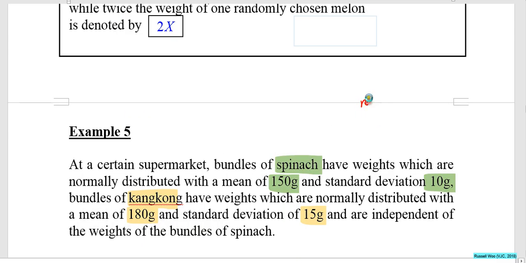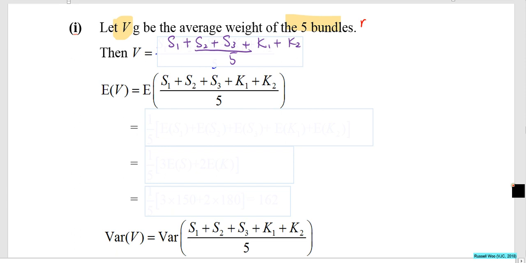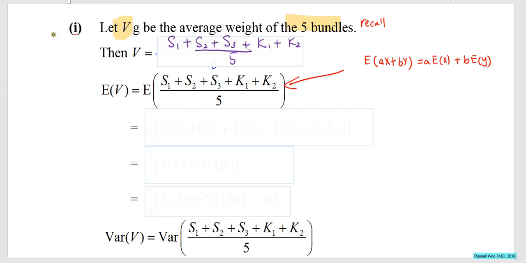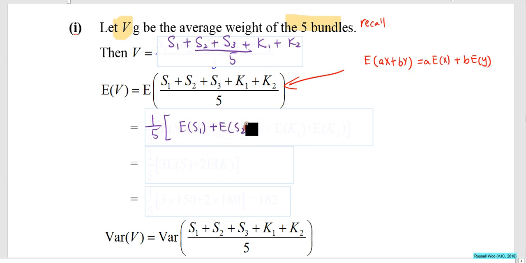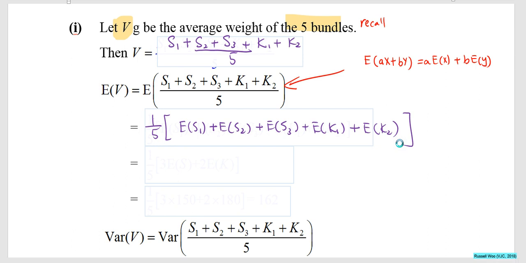Recall, the expected value of aX plus bY equals a times the expected value of X plus b times the expected value of Y. So we apply it here. I think you should be able to get this. You should get 1 over 5 of the expected value of S1 plus the expected value of S2 plus the expected value of S3 plus the expected value of K1, K2, and then close bracket. Correct? Yes? You just make use of this idea and apply it here.